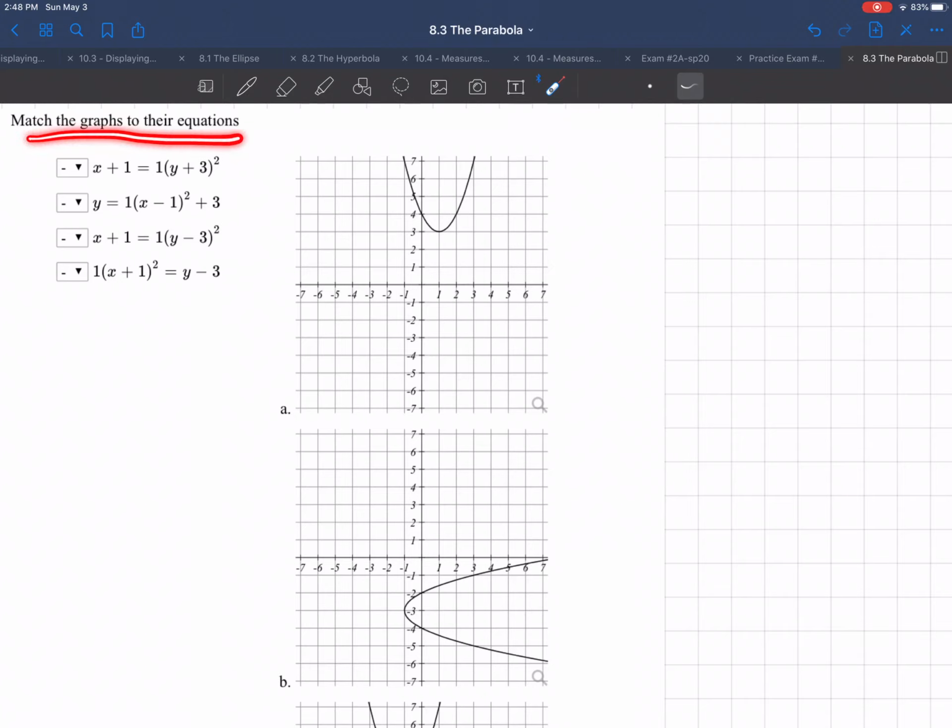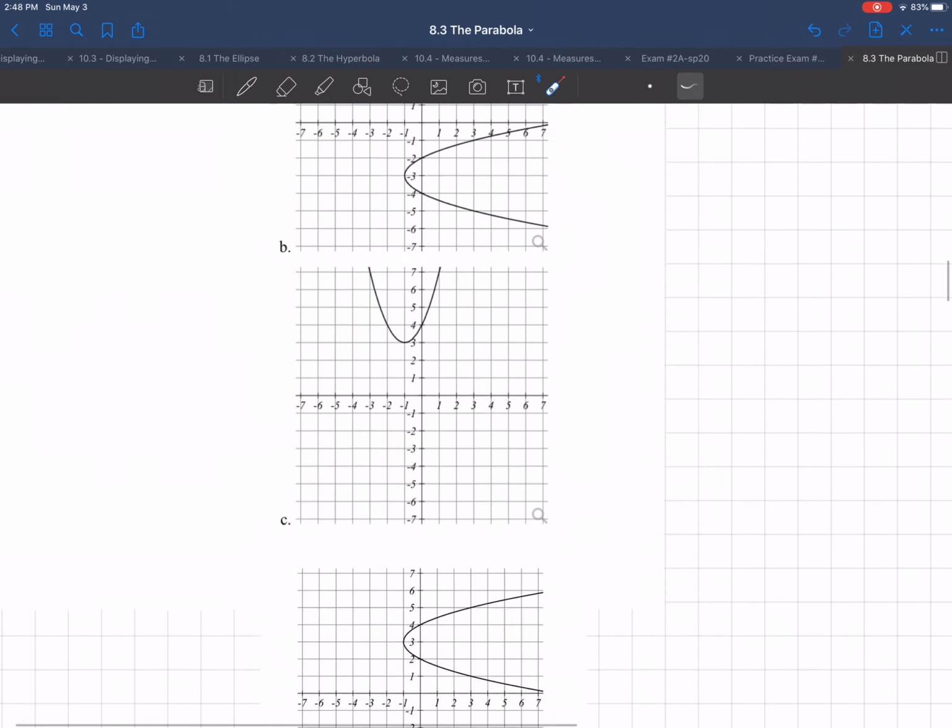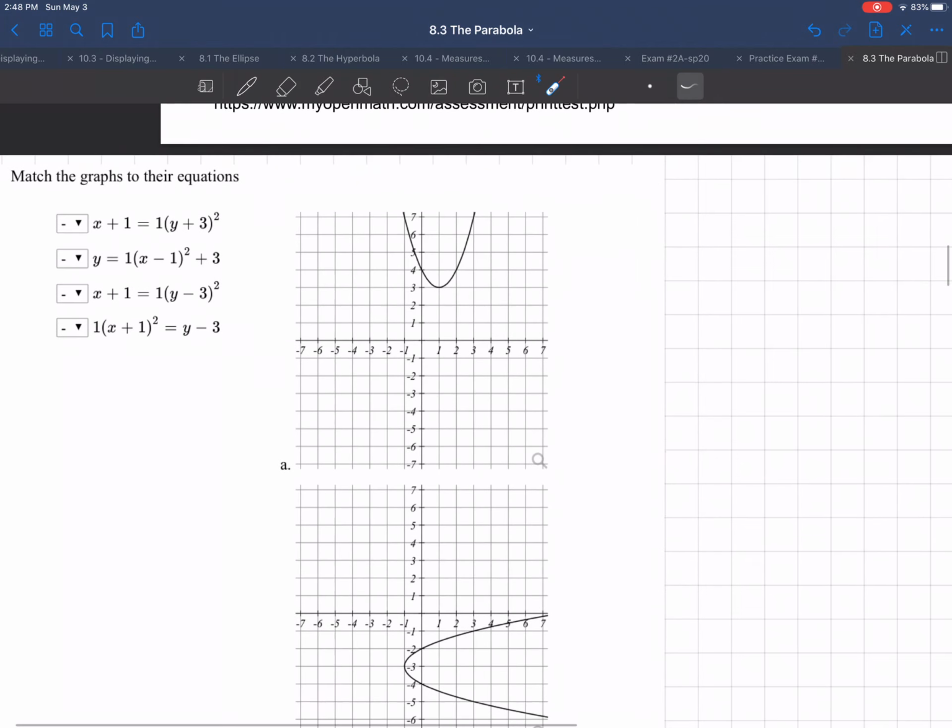Match the graphs to their equations. So we've got these four different equations, and we have A, B, C, D, these four different graphs. We're supposed to match them up. Okay, so how does it work? Well, let's take them one at a time. Let me actually lay out for you the general format.